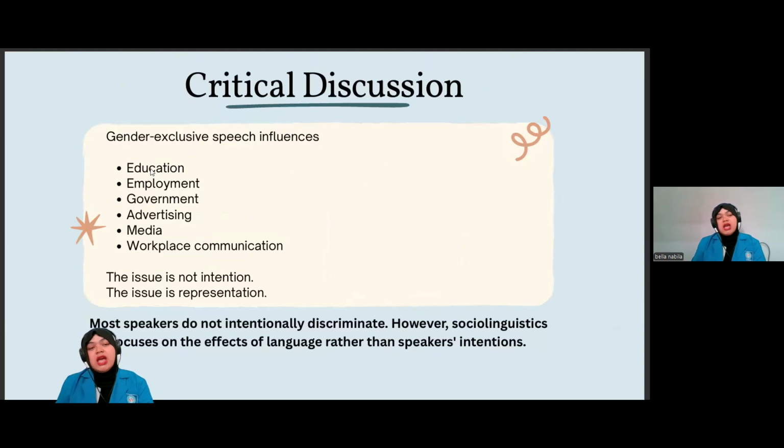Critical discussion. Gender exclusive speech influences education, employment, government, advertising, media, and workplace communication. The issue is not intention, but the issue is the representation. Most speakers do not intentionally discriminate. However, sociolinguistics focuses on the effects of language rather than speaker intention.